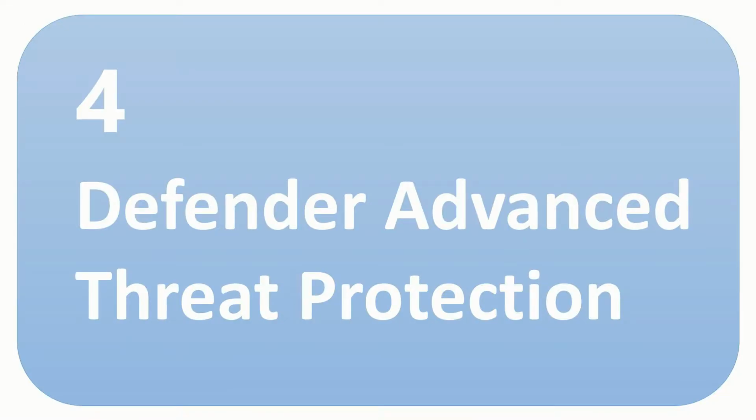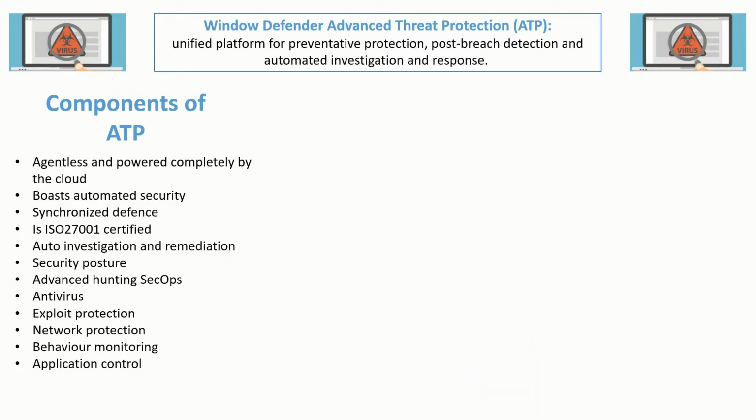Defender Advanced Threat Protection, also known as Defender ATP. For companies, Windows 10 now comes with Windows Defender Advanced Threat Protection. It is a unified platform for preventative protection, post-breach detection, and automated investigation and response. It's agentless and powered completely by the cloud, so no additional deployment or infrastructure, no delays or update compatibility issues.